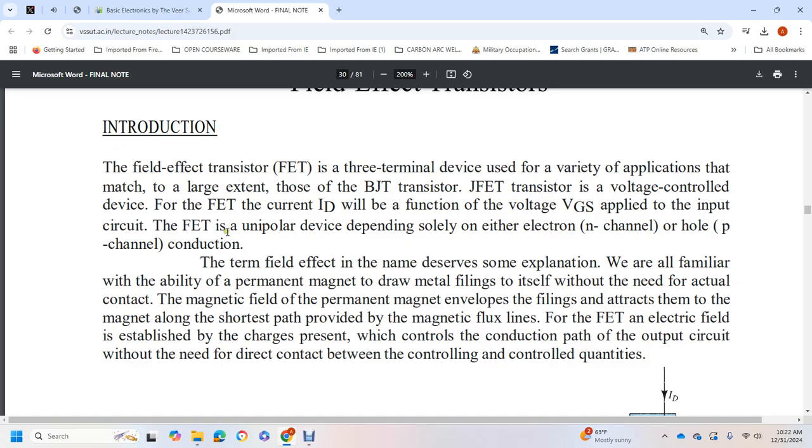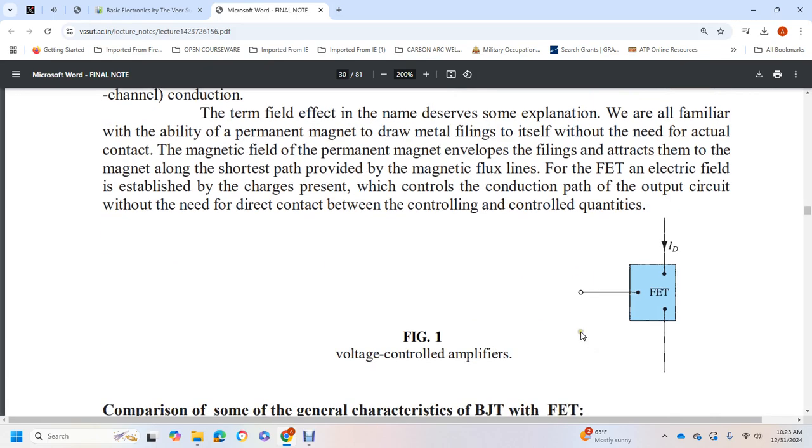We are all familiar with a permanent magnet drawing metal filings to itself without the need for actual contact with the magnet. The field of the permanent magnet envelops the filings and attracts them to the magnet along the shortest path provided by the magnetic flux lines. With the field effect transistor, an electric field is established by the charge present, which controls the conduction path of the output circuit without the need for direct contact between the controlling and controlled quantities.